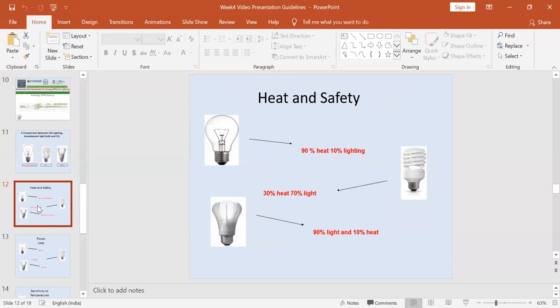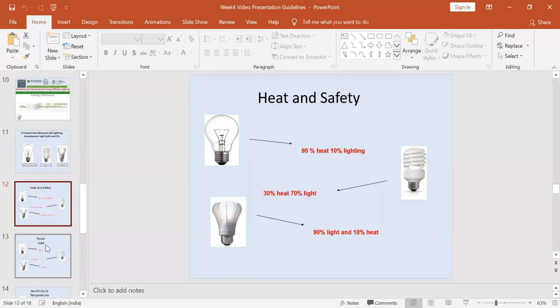First one, heat and safety. This is the incandescent bulb: 90% heat and only 10% lighting. Out of 100%, 90% produces heat only, and only 10% gives the lighting. This is the CFL lamp: 30% heat and 70% light. And with the LED bulb, 90% is light and only 10% is heat. This is one of the advantages of LED bulbs compared to incandescent and CFL.